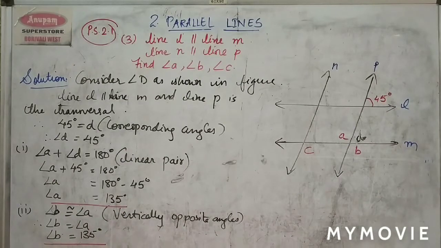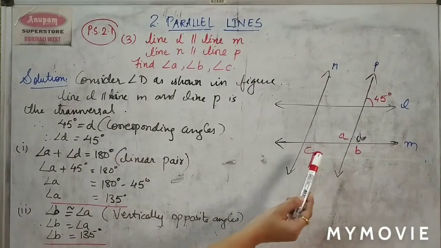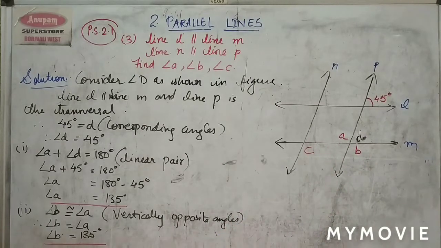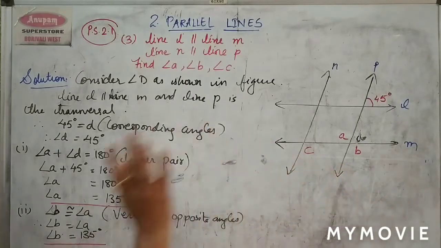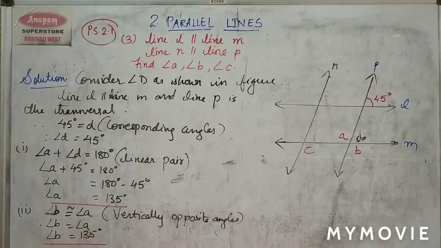Now let us find angle C. Can I say angle B and angle C are equal to each other? They are corresponding angles, right? But before we write that, we have to mention why we are saying they are corresponding angles. So you have to show which line is parallel to which line and which is the transversal. And after writing that, we can say that angle B is congruent to angle C.